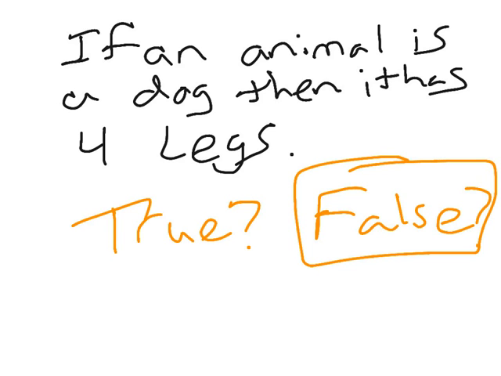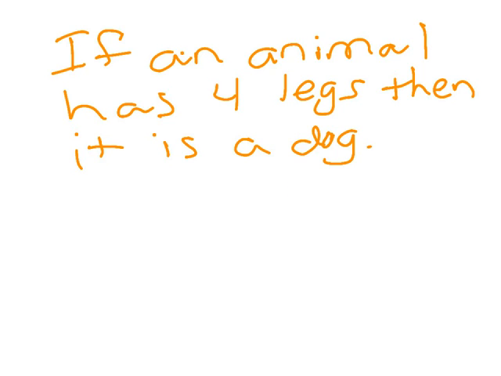I'm going to put up a different one here and see if we can find a counterexample to that. Take a look at this one. I've written the converse of the original statement. It says if an animal has 4 legs, then it's a dog. Sounds good at first, but then maybe you better start thinking about that and think, okay, well, is there a counterexample that shows that this is incorrect?